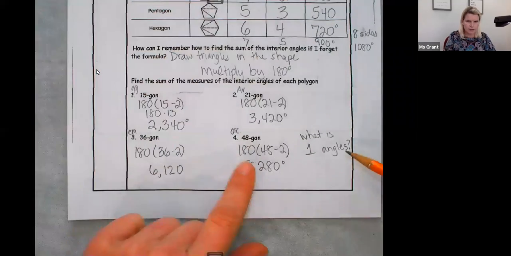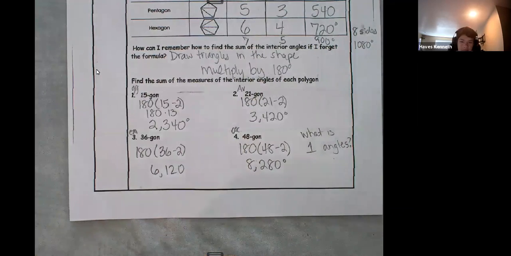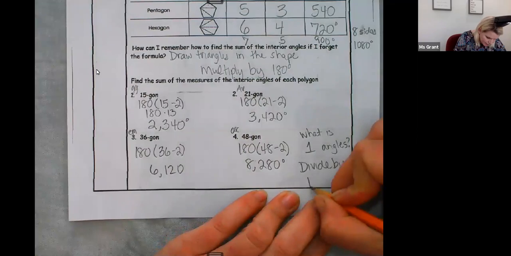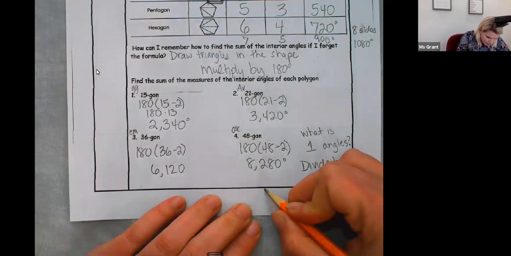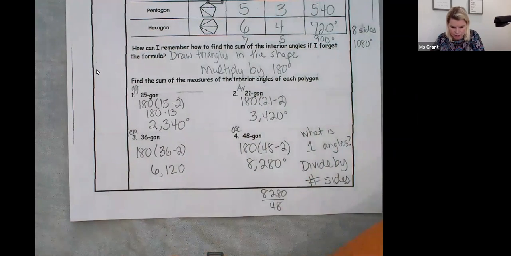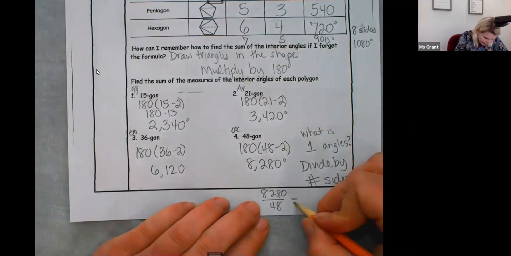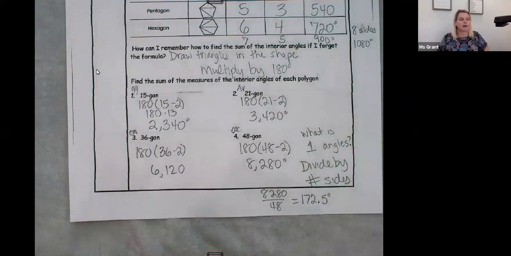Kenneth, what would I do for this number 4? Divide it by 48. Yep. Divide by the number of sides. So 8,280 divided by 48 equals 172.5 degrees. Good.